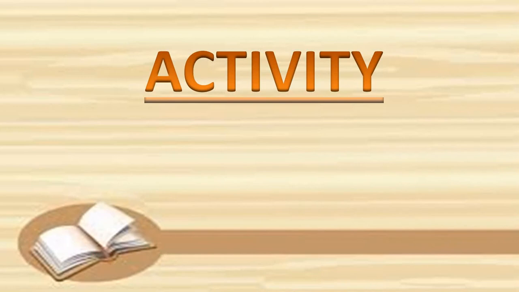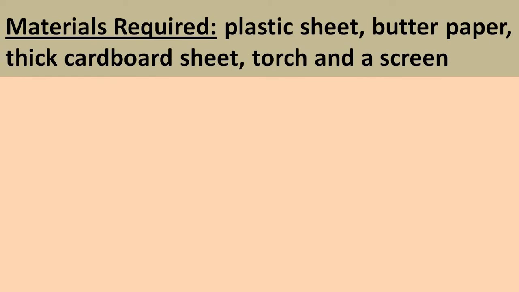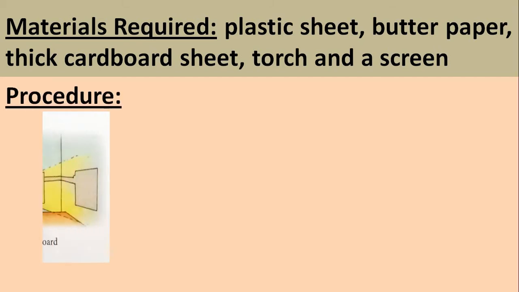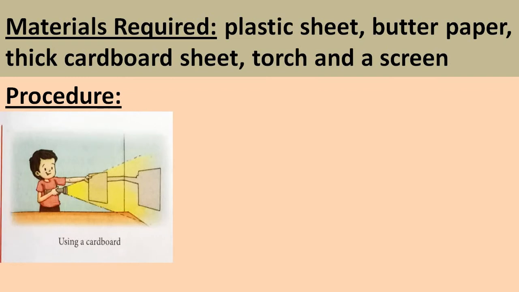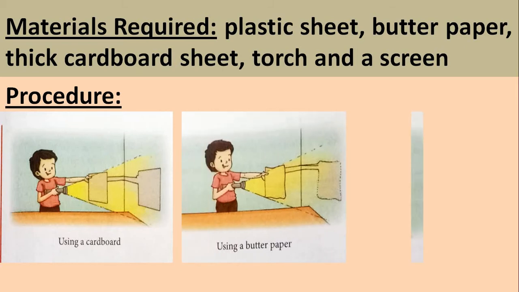Let's perform an activity to understand the shadow formed by transparent, translucent and opaque objects. Children, remember these are the different types of objects you have learned in your previous science class. For doing this activity you need a transparent object like a plastic sheet, a translucent object, a butter paper, and an opaque object like thick cardboard, and you need a torch, a source of light, and a screen where you can form the shadow. Now hold the cardboard in front of the screen and project the light of the torch from the other side. Now do the same procedure with butter paper and then with a plastic sheet.